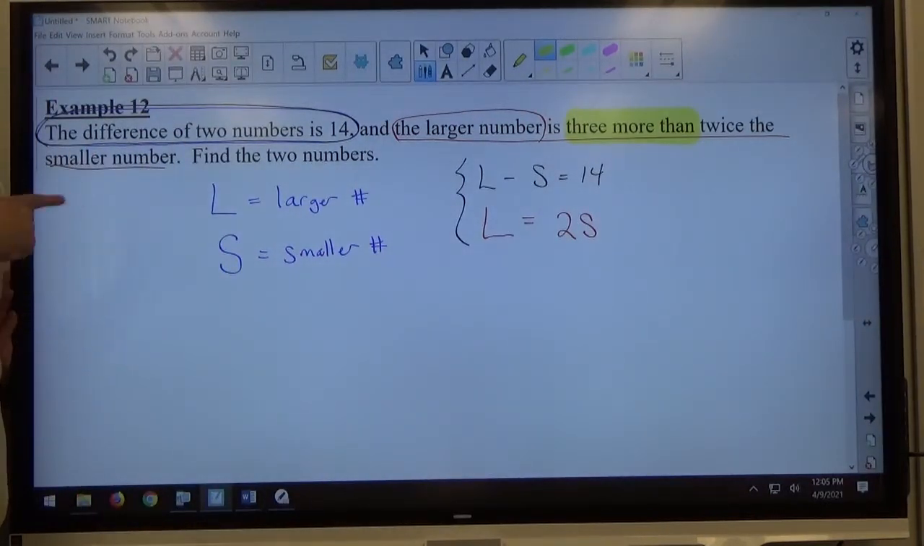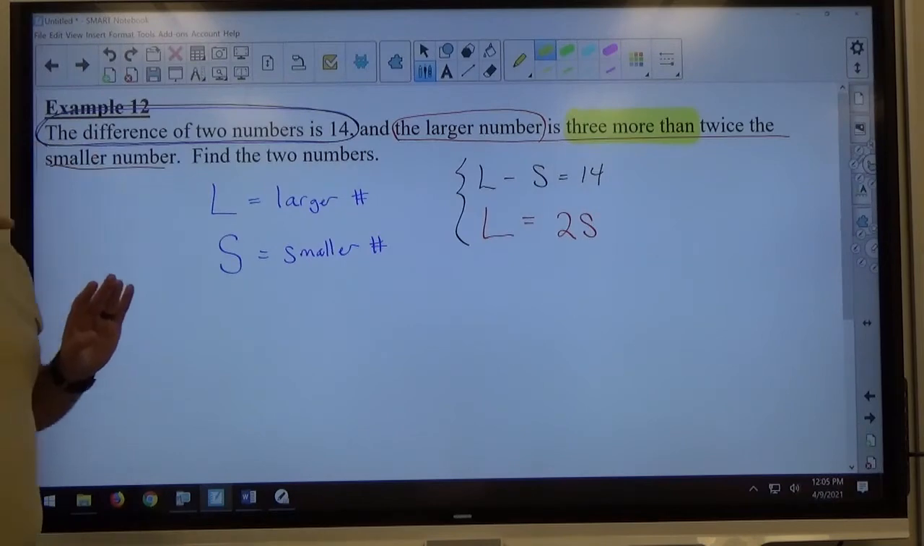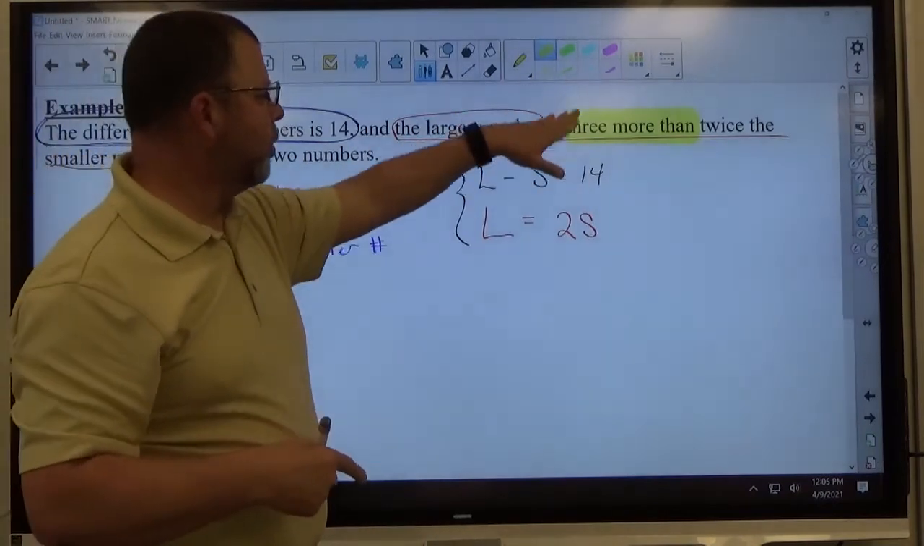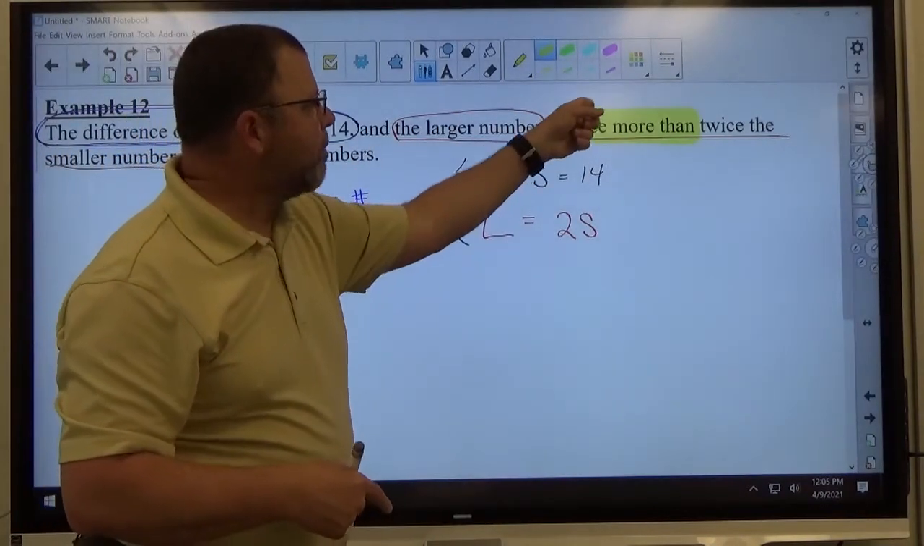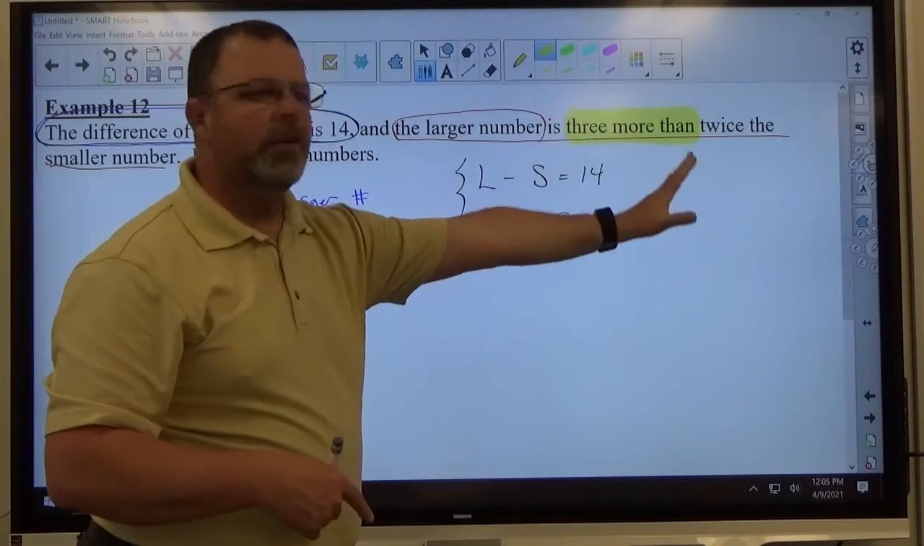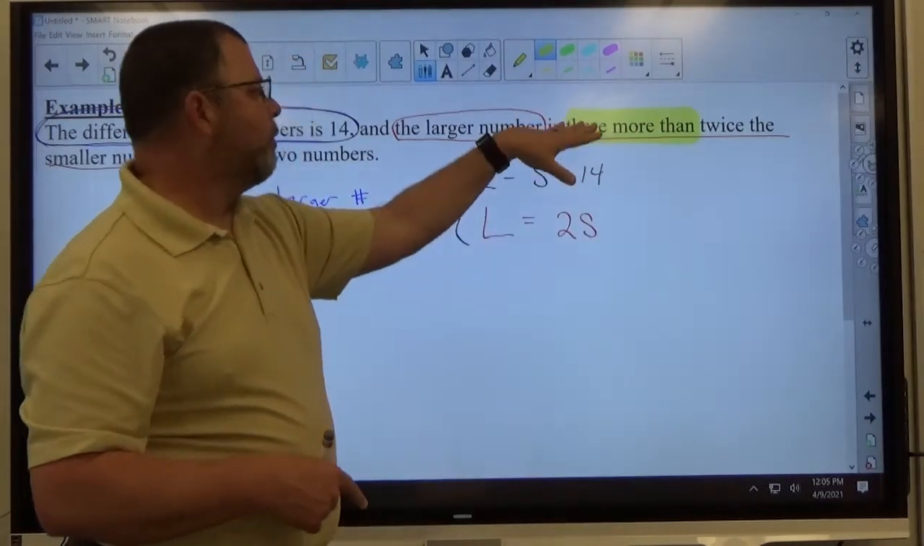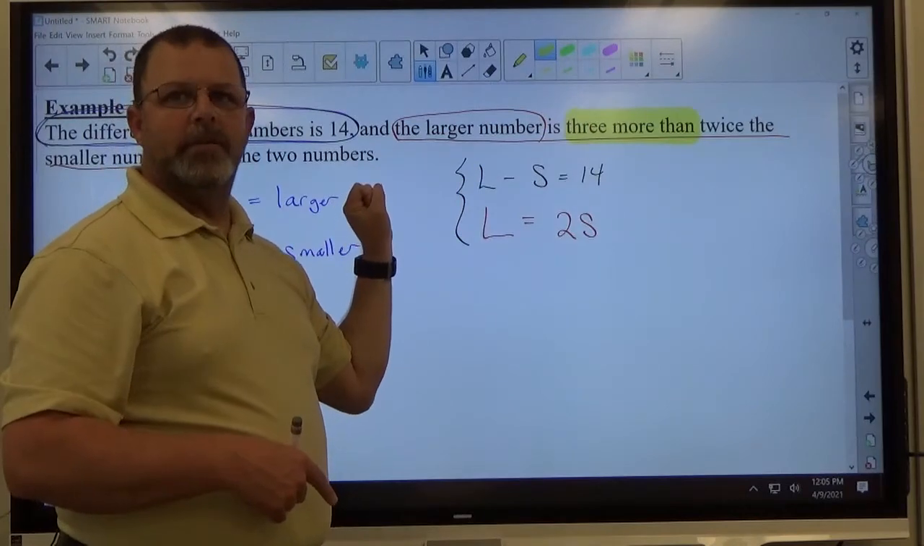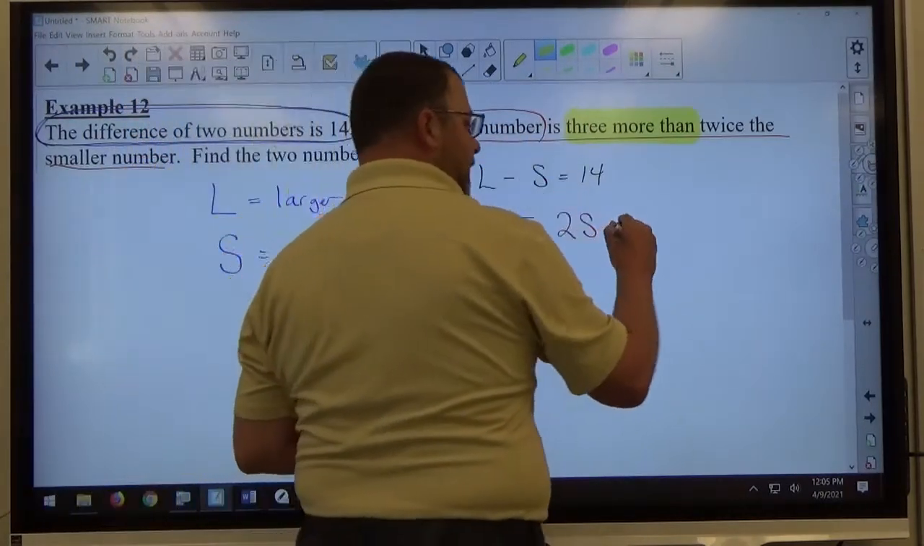At this point, once I'm done with it, then I look at my more than or less than. Look at it in relation to the word is. It happens after the word is, which means it's going to happen to the right-hand side. If it happened before the word is, it would happen to the left-hand side. All right? 3 more than means to add 3.